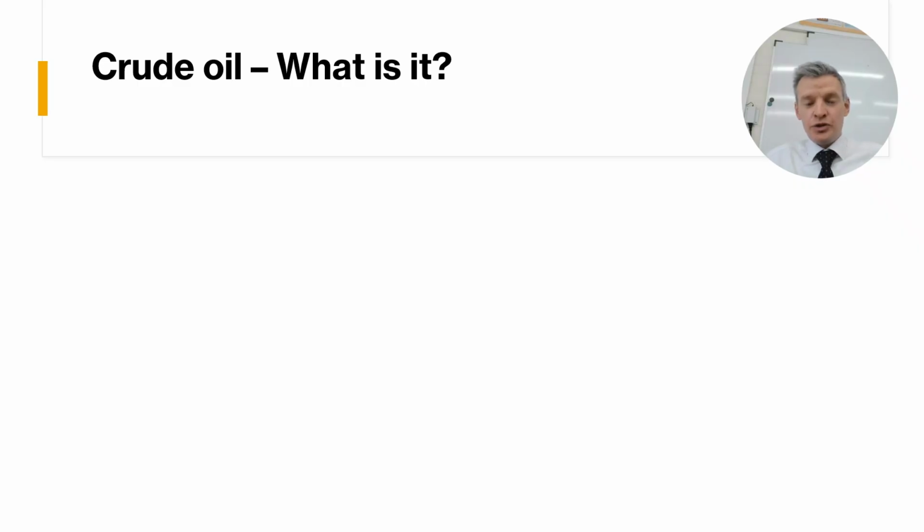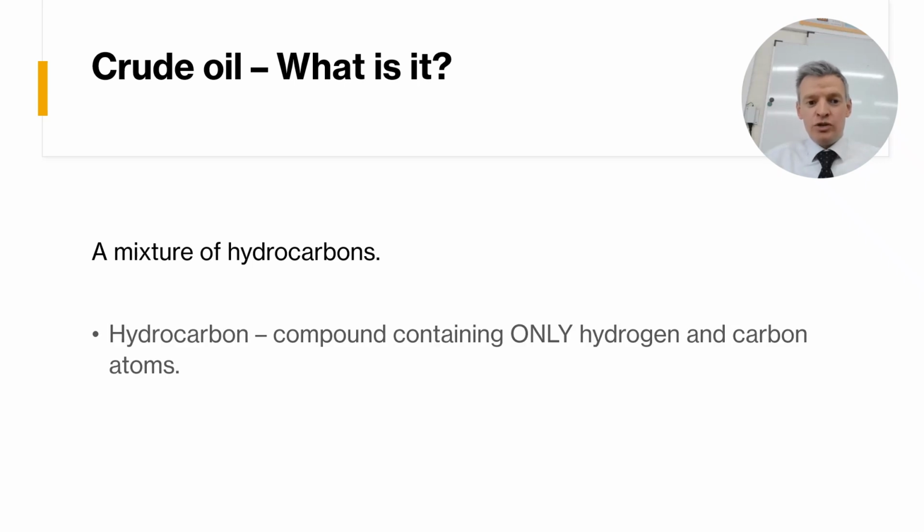So what is crude oil? Crude oil really is, and the simple definition is, a mixture of hydrocarbons. A mixture meaning two things that are not chemically bonded. And a hydrocarbon, I'll just give you the definition again. A hydrocarbon, remember, is a compound containing only hydrogen and carbon atoms. So crude oil is a thick, gloopy substance containing all sorts of lengths of hydrocarbons. So a real mixture of hydrocarbons.